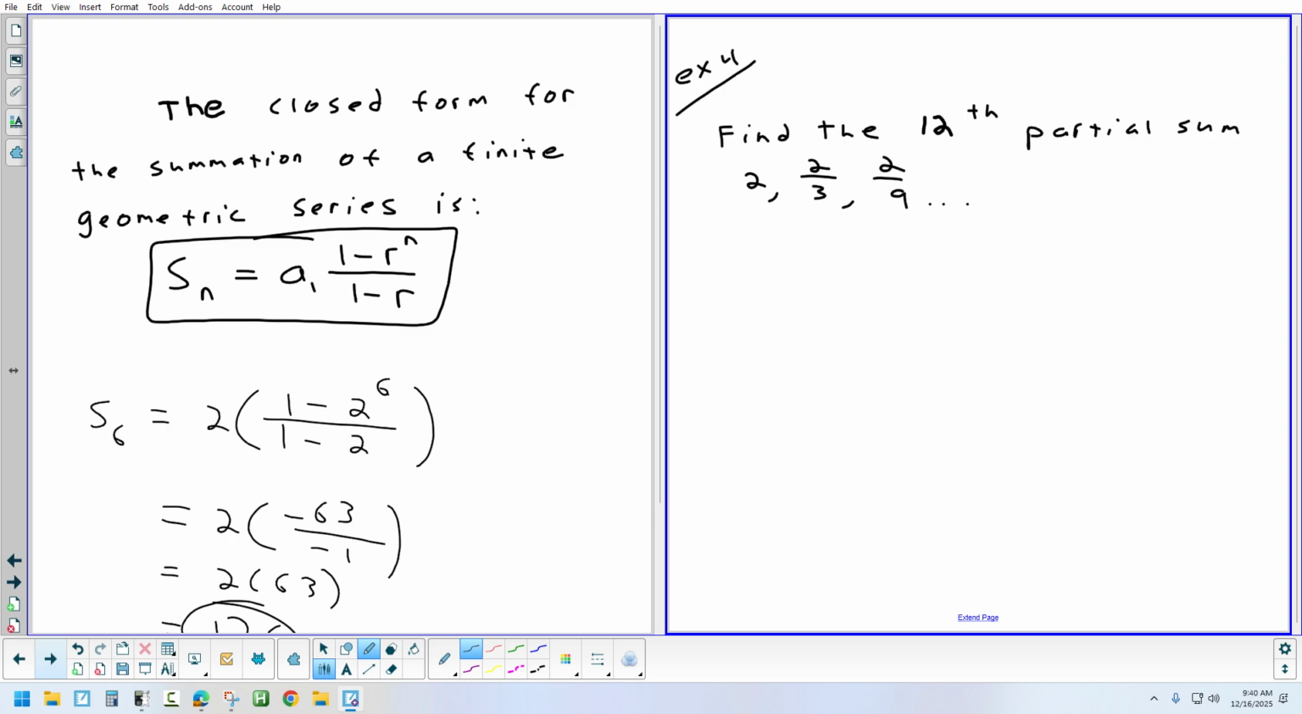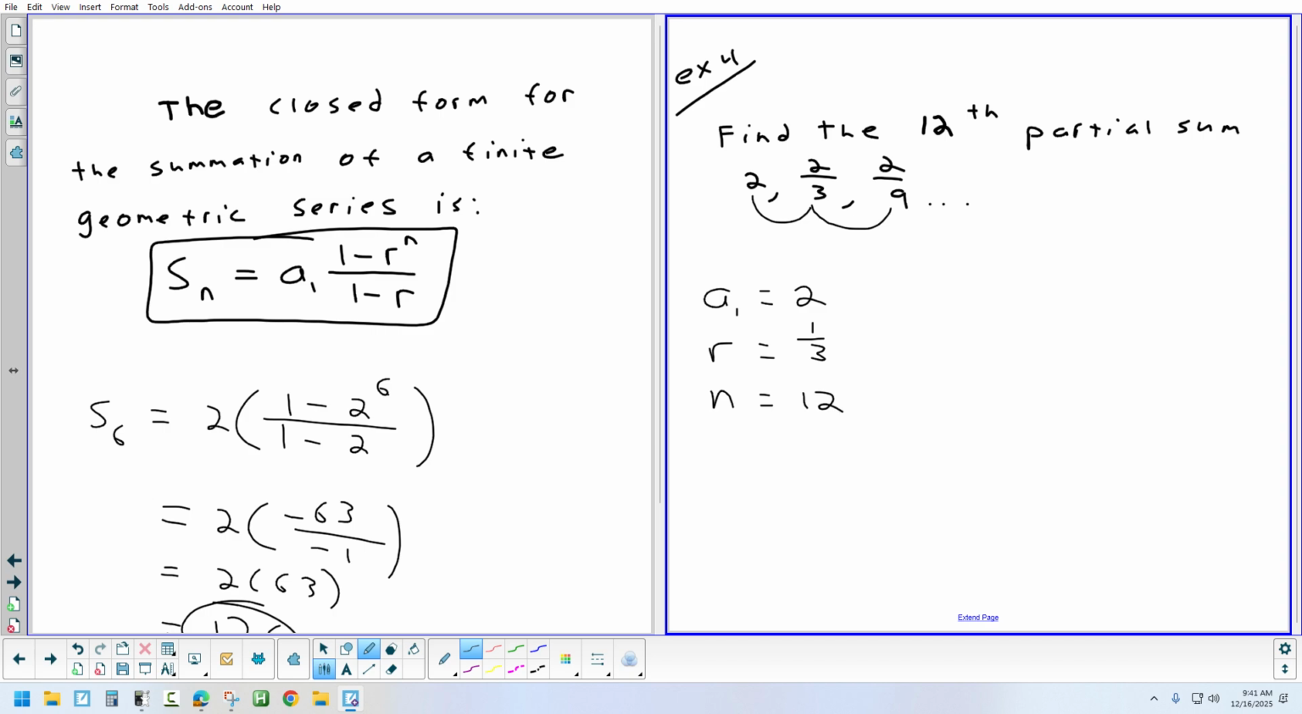Okay, so 3 things we need: a1, r, and n. What's a1 in this case? 2. What's the r value? Or what are we multiplying by each time? You're multiplying by 1/3. Yep. 2 times 1/3 is 2/3. 2/3 times 1/3 is 2/9. Yep. So multiplying by 1/3. And how many terms are we adding up? 12.